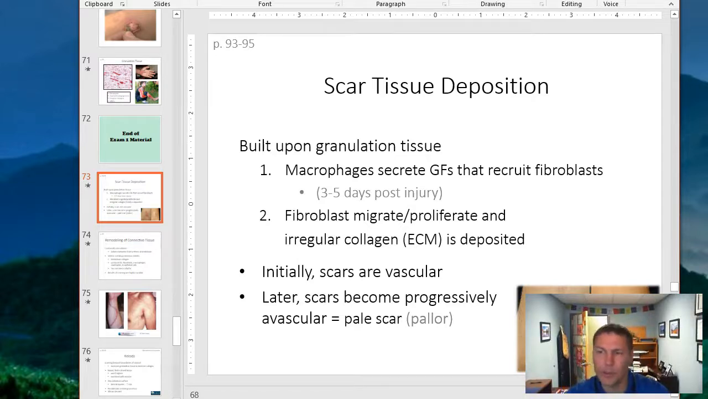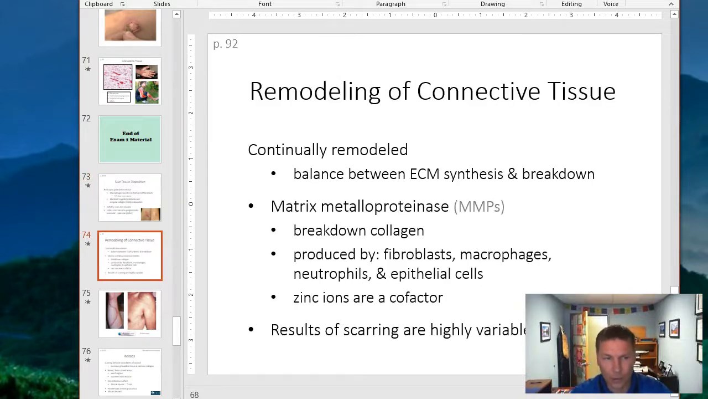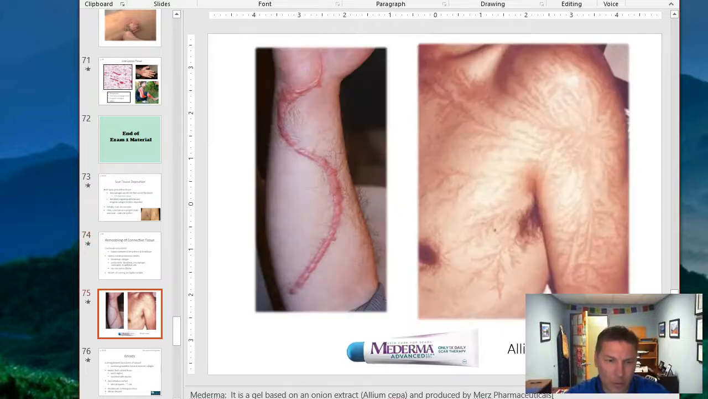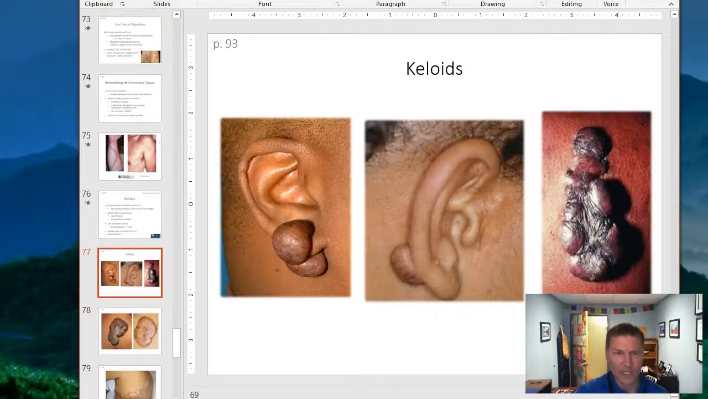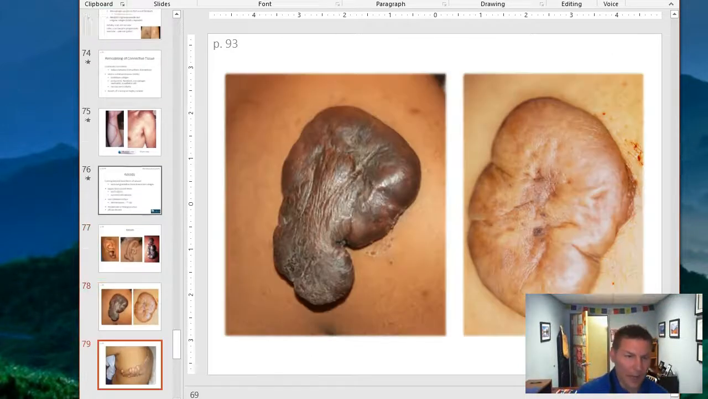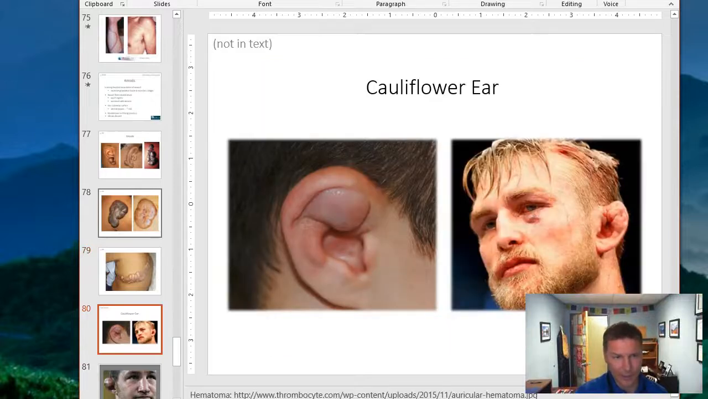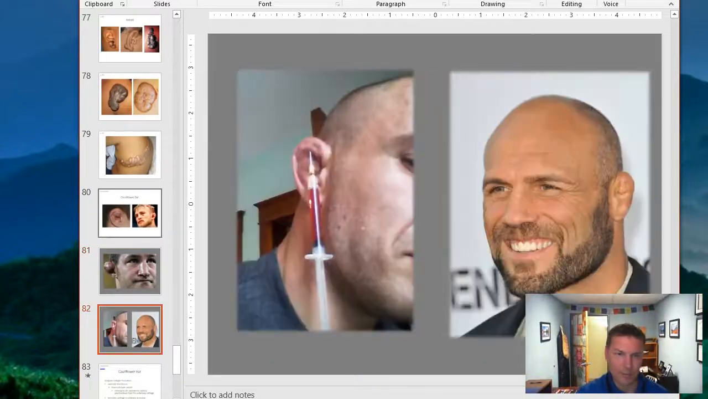I'll also show you in just a little bit where that correlates on the daily lecture notes. But as you go through this, it talks about a little bit of scar tissue deposition, how that is remodeled, a couple different patterns of remodeling, and then some alterations or aberrations in tissue healing. One of them is keloids, and we got a lot of pictures related to keloids. Another one is cauliflower ear. It's a certain type of trauma. Again, that's going to be more well detailed in the daily lecture notes, but you see lots of pictures here.